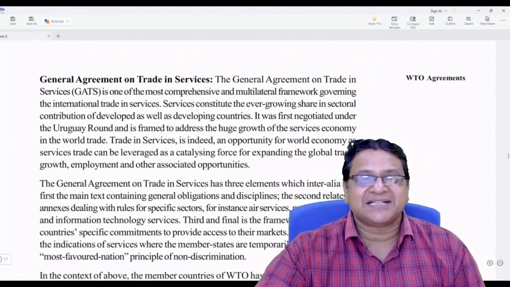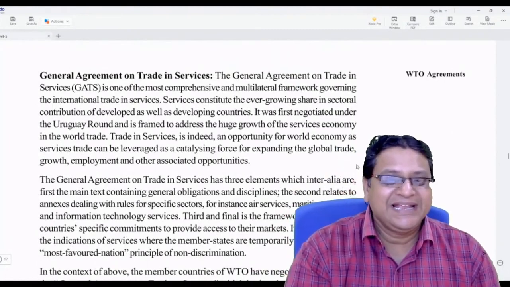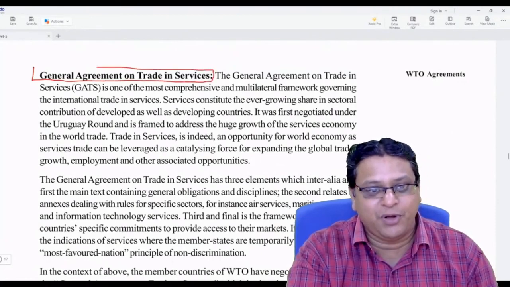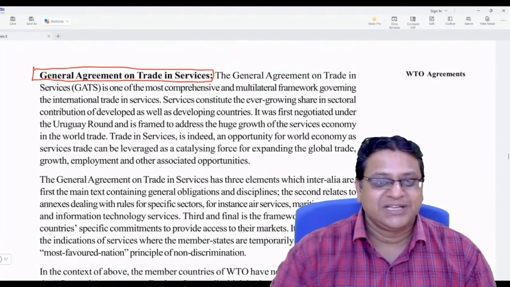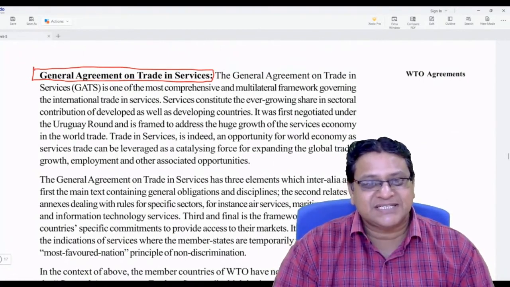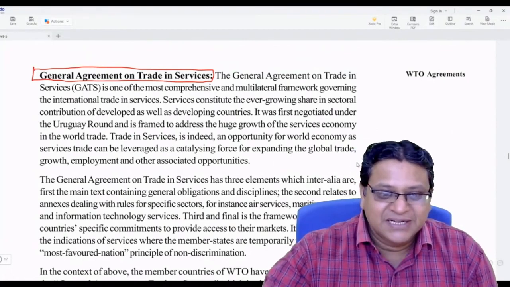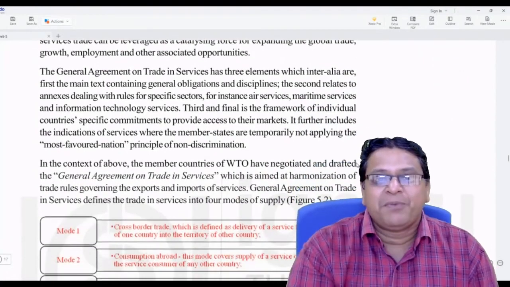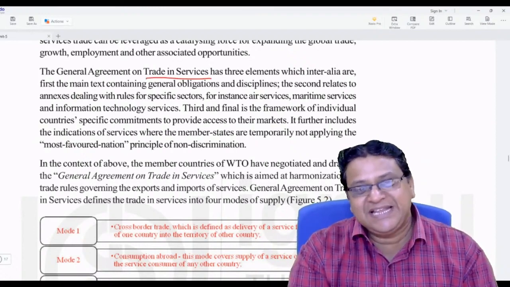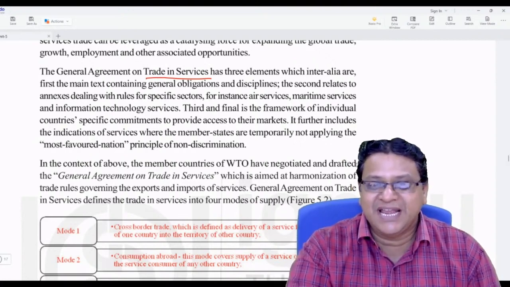Next one is GATS agreement. What is GATS agreement? This is the agreement related to trade in services. The rules and regulations for trade in goods are made in the GATT agreement. The rules and regulations for trade in services are mentioned in the GATS agreement. So the GATS agreement frames rules and regulations for services. There are three elements in the GATS agreement. What are these three elements?